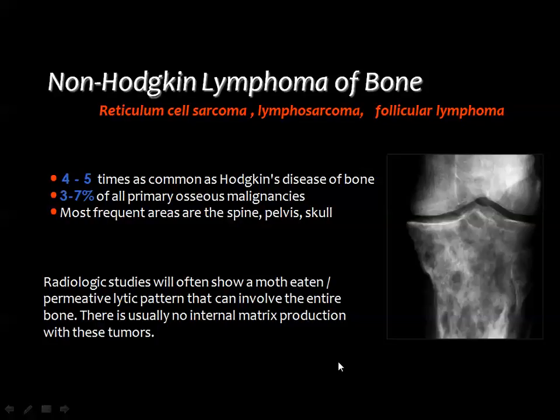In the absence of aggressive bone destructive changes, periosteal reaction, and the extraosseous soft tissue component, then you may think of bone lymphoma. Bone lymphoma is usually of the non-Hodgkin type, which is about 4 to 5 times more common than Hodgkin disease of the bone.